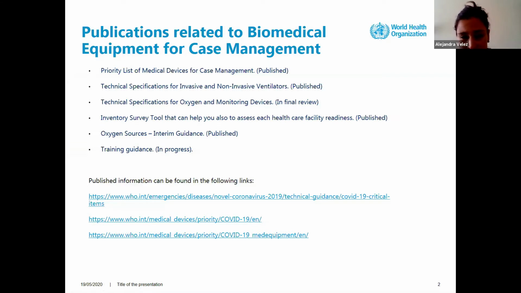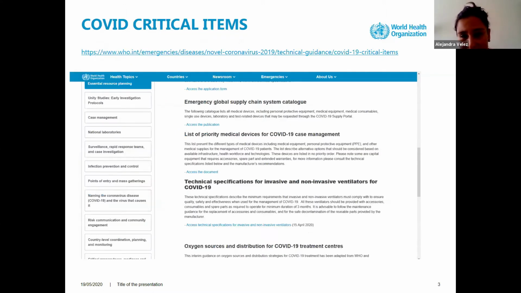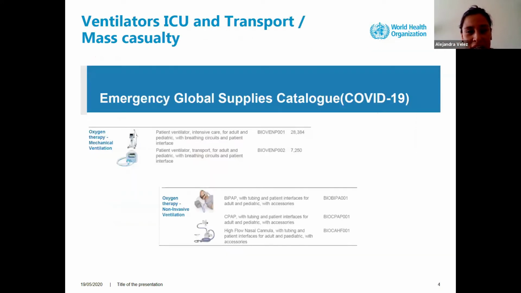You can find all this information in the links that are here. More or less, it looks like this when you click on them. It's important to scroll down a bit to find the information because so much guidance has been developed that sometimes it's difficult to go through it all. We also have on the website the emergency supply catalog. This is a tool for the countries to go directly to the products that can be procured or that WHO is supporting through the ministries of health to procure.